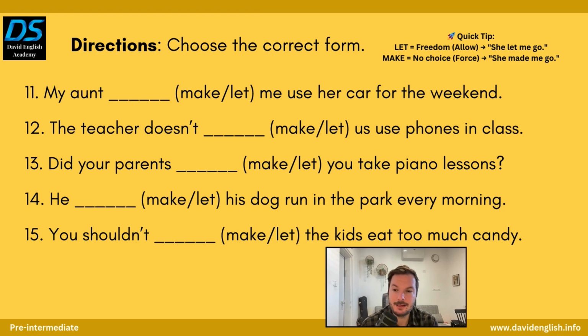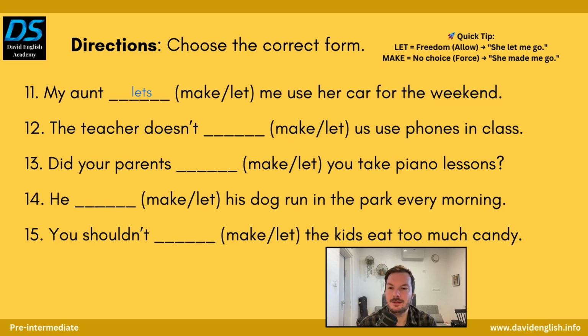Number 11, my aunt make or let me use her car for the weekend. Well, I think she's a cool aunt. I'm going to say my aunt let me use her car for the weekend. And I think this is in the past.